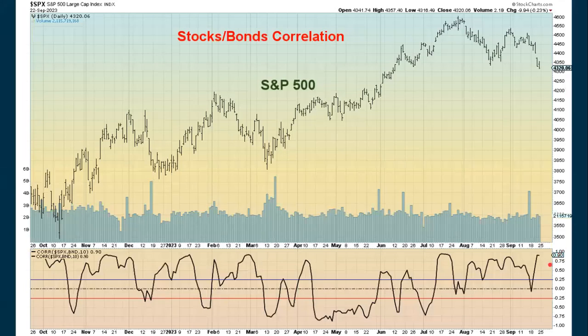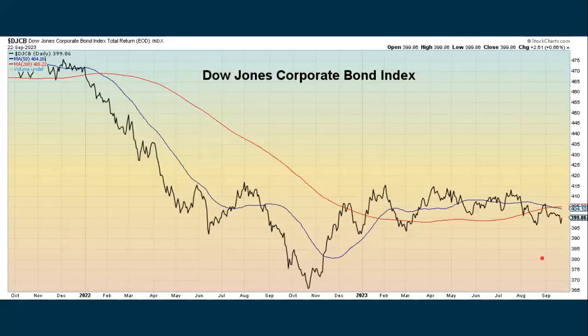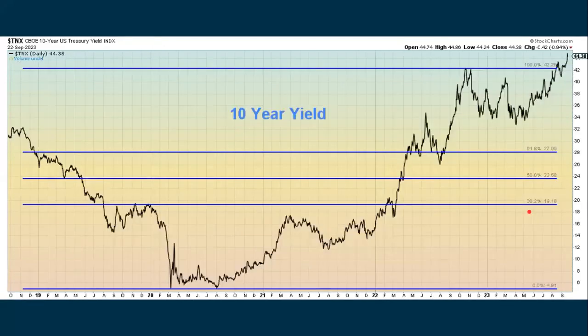And right now, it looks like stocks and bonds are going in the same overall directions. Stocks have been under pressure and bond prices have been under pressure. And so we're seeing this correlation pretty strong. Then we look at the Dow Jones Corporate Bond Index, which did generate a recent death cross as it's been chopping more or less sideways. We look at the 10-year yield, which is starting to break out, and this is causing concern in the markets.